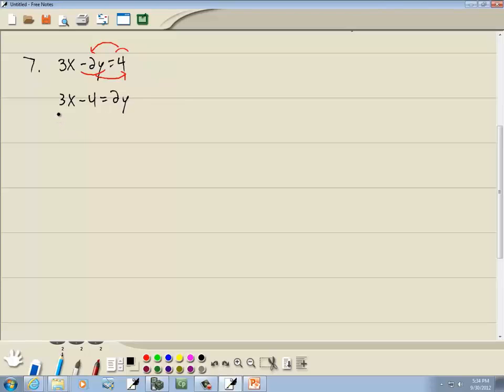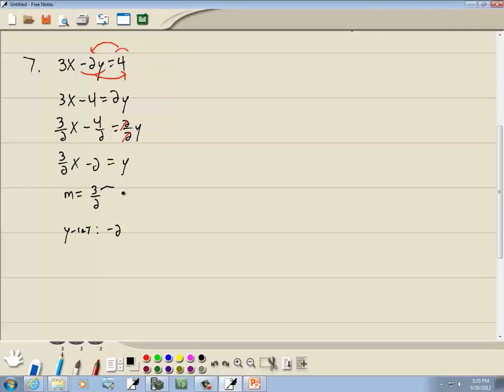Now we want to get y by itself, so I'm going to divide by the number that's in front of the y, the 2. So we'll divide the 3x by 2 and the negative 4 by 2. And those 2's cancel. And we get 3/2 x minus 2 is equal to y. Now you've got it in slope-intercept form, which is where you have to solve for y. Then your slope is what's in front of your x, which in this case is 3/2. And our y-intercept is the number at the end, which is negative 2.